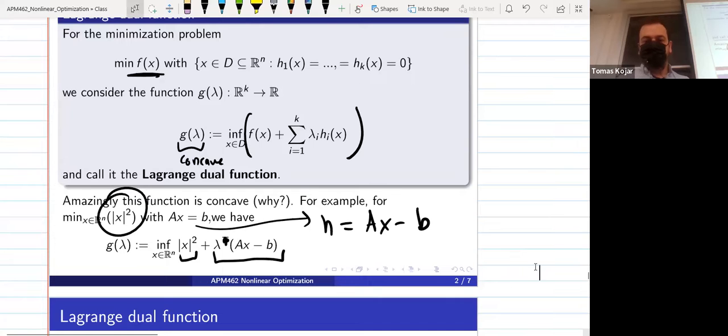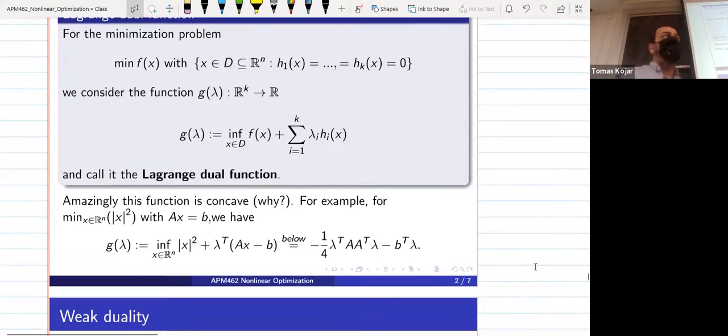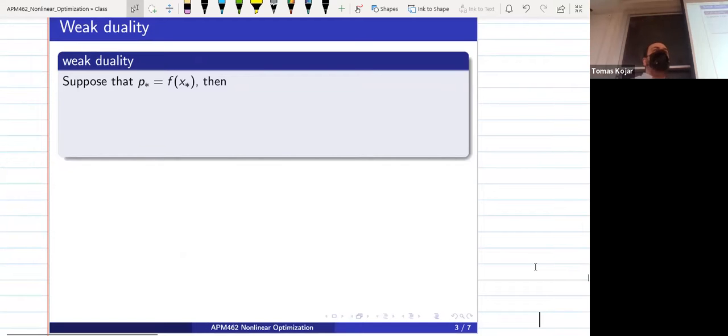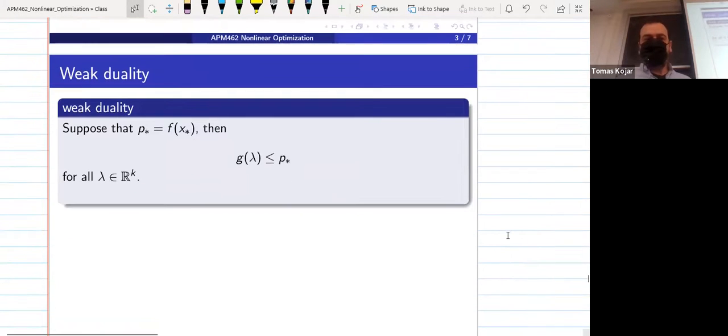All right. So later on today, I hope, I will show you that this infimum can be computed and you get this function. So you get your G lambda. All right, so let me give you a result of why we care about this. Here's the result. It's called weak duality. Suppose you attain the minimum at some point x star. Then G lambda gives a lower bound to that value.